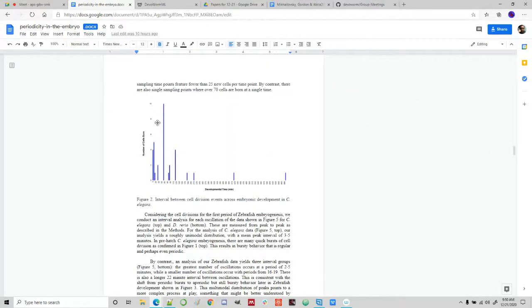These are intervals between cell divisions. So you get these intervals between cell divisions, and this is something we discuss in the paper as to what this might mean.